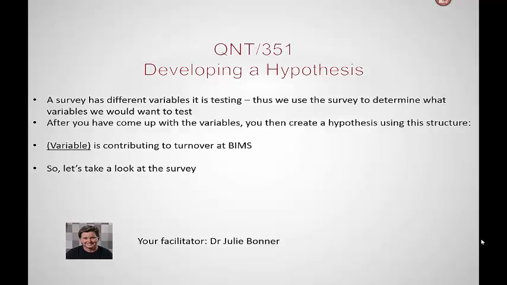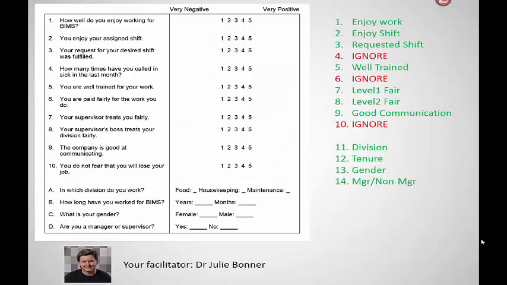So now let's take a look at the survey itself and try to determine what our lovely variables are. That first question, where it says, how well do you enjoy working for BIMS? I would call that a variable, enjoy work. Enjoy your assigned shift: enjoy shift. Your request for your desired shift was fulfilled: I called that requested shift. So you can see that I've come up with at least some types of variables over on the right hand side that correspond with the questions and the demographics that are being tracked in the survey itself.